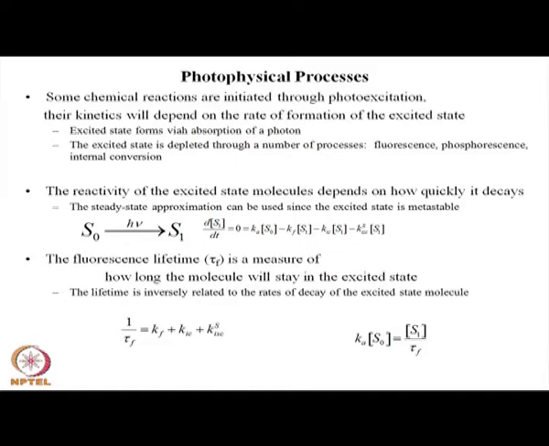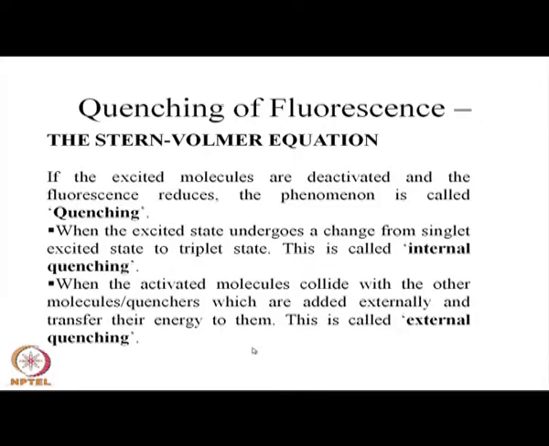So the steady state approximation has been applied to the excited state species because it is metastable. I am coming to that in detail. This fluorescence lifetime is expressed in terms of Kf, the radiative rate constant, the internal conversion rate constant, and the singlet intersystem crossing rate constant, and from this we can find out different things. So now, what is quenching of fluorescence?